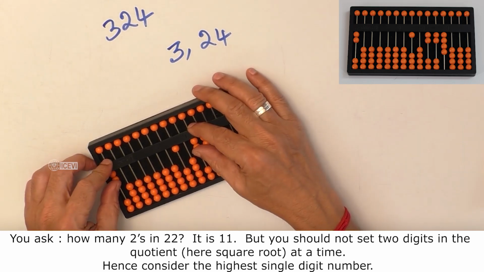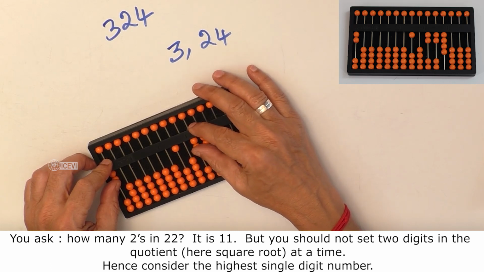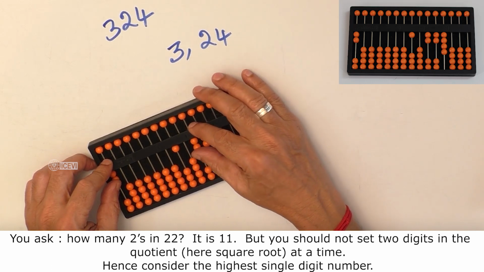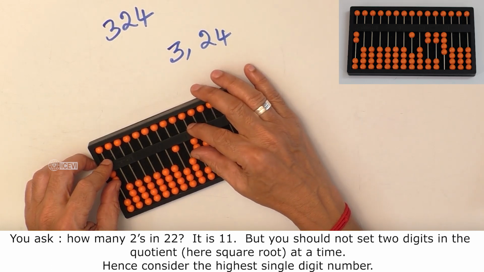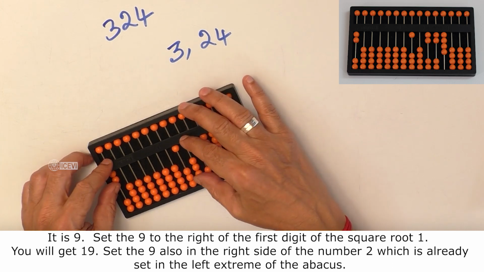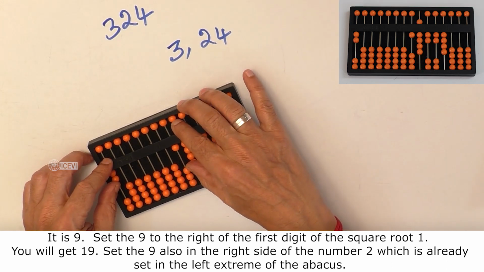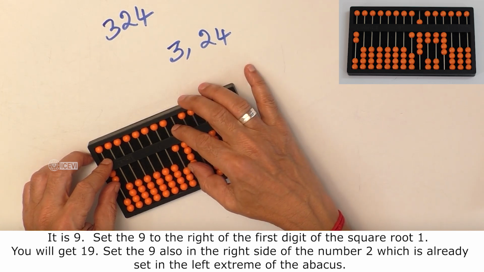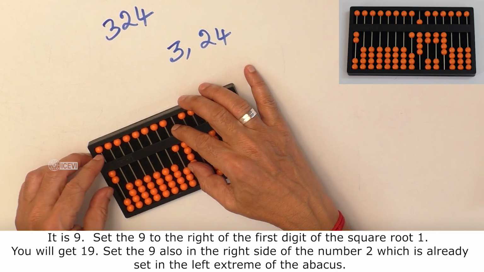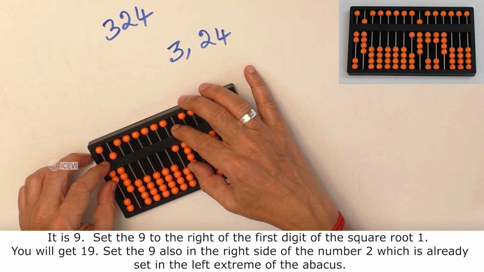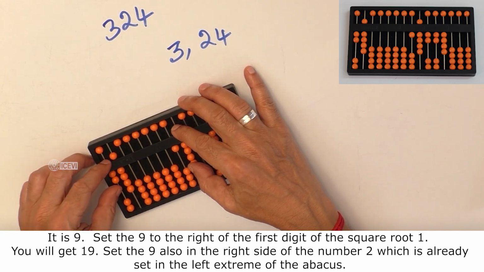It is 11. But you should not set 2 digits in the quotient. Here it is square root at a time. Hence, consider the single digit number. It is 9. Set the 9 to the right of the first digit of the square root. You will get 19. Set the 9 also in the right side of the number 2, which is already set in the extreme left of the abacus.